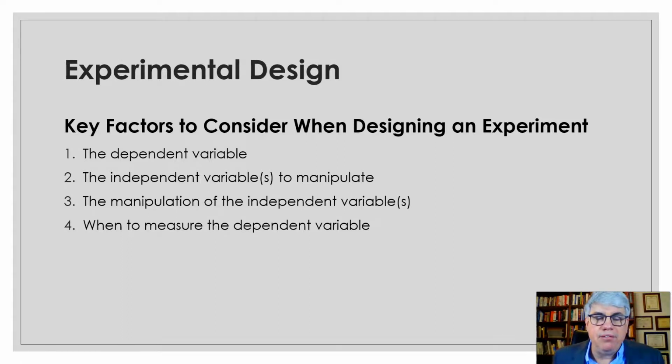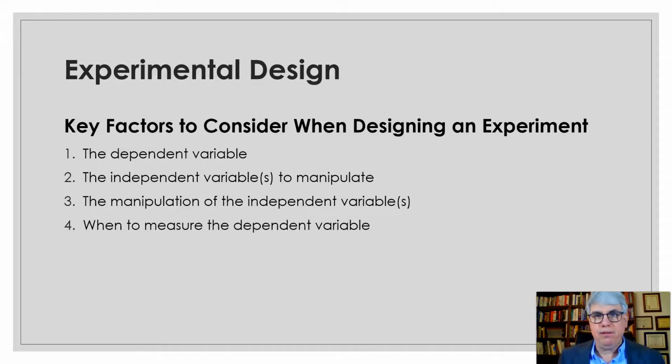But when we actually design it, there's a lot of choices that we need to make. Let's suppose that we want to test the effectiveness of some training programs at work in some organization. So one factor that we have to consider when designing an experiment is the dependent variable, the outcome variable, the criteria variable. How are we going to measure how good the training is?